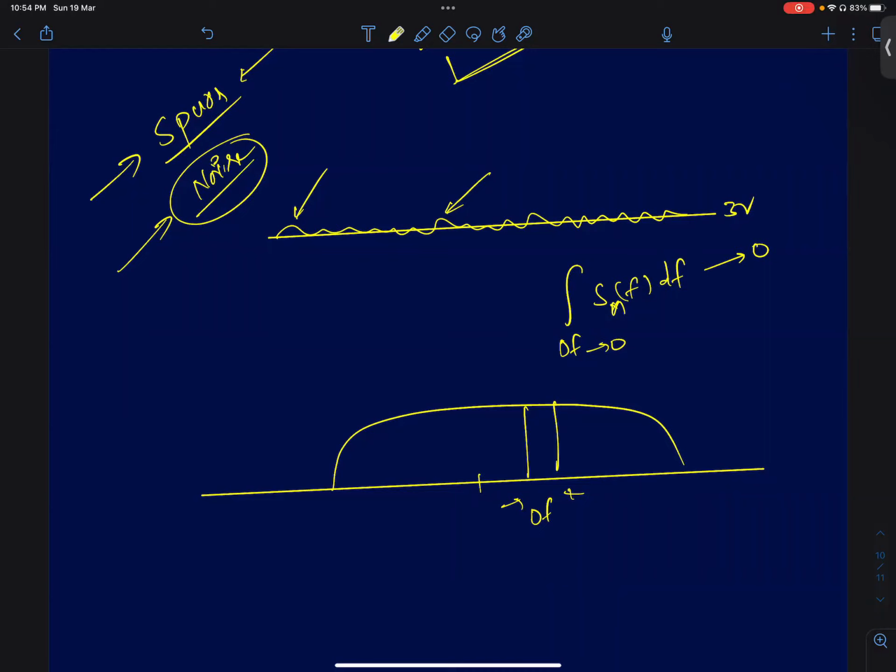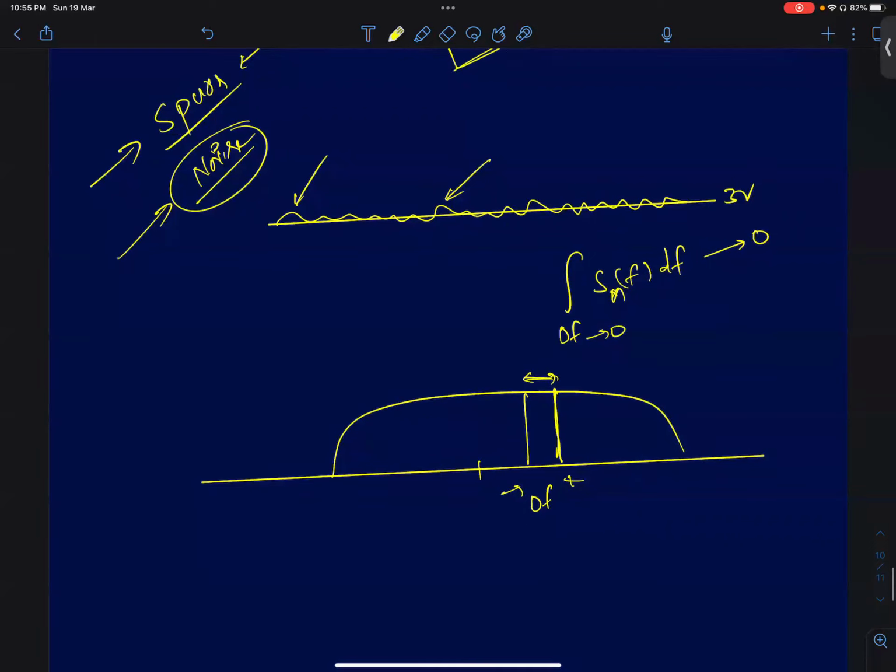If you integrate it over a very narrow range, the power will keep decreasing, and eventually the power will go to 0. So that's what I said: if the unwanted component is random noise, and I ask you what is the power at any specific frequency, it is 0. But power in a range of frequencies will be finite. So that's something to keep in mind.